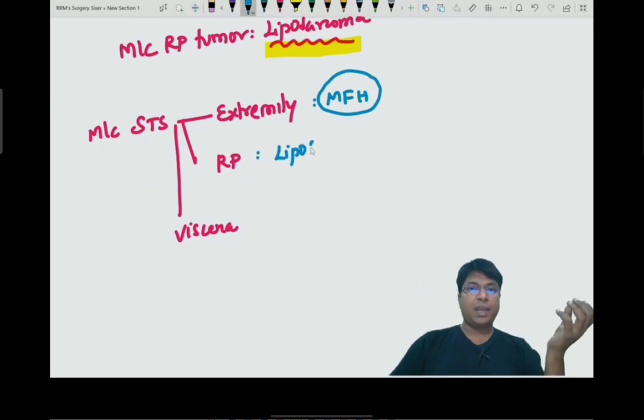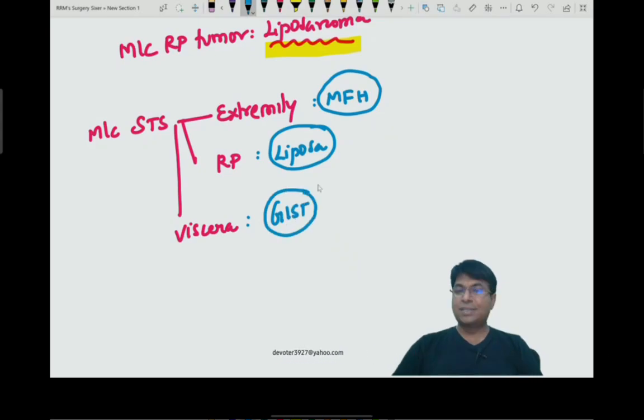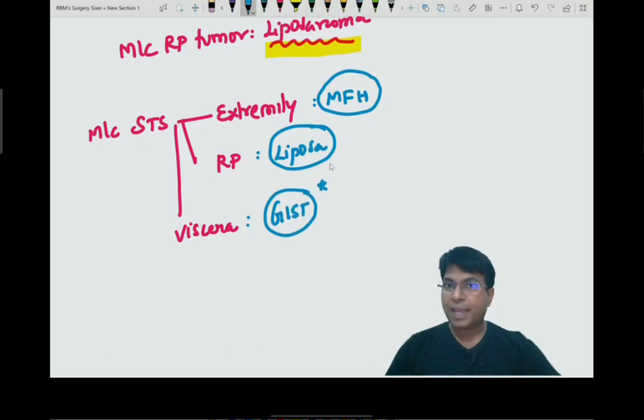In the retroperitoneum, it is liposarcoma. In viscera, I hope you know the old term leiomyosarcoma is now renamed GIST. We have discussed GIST in the GIT chapter. So GIST is the most common soft tissue sarcoma in viscera. Please don't forget this point.